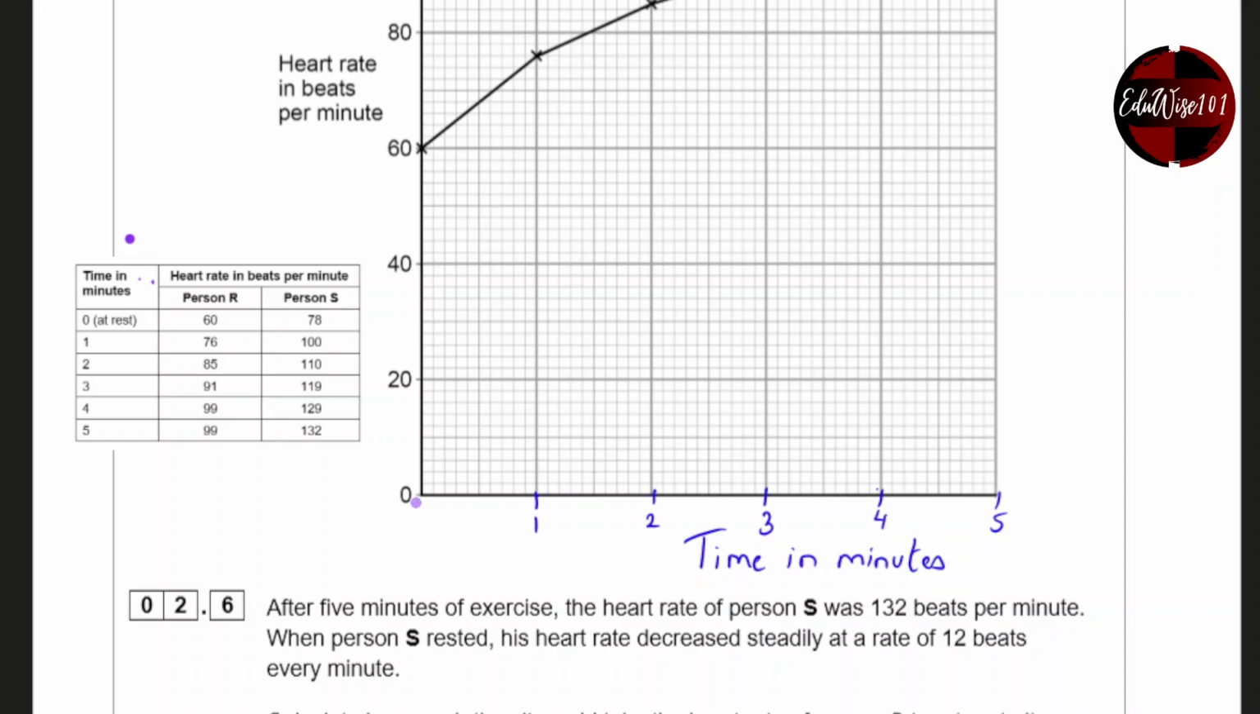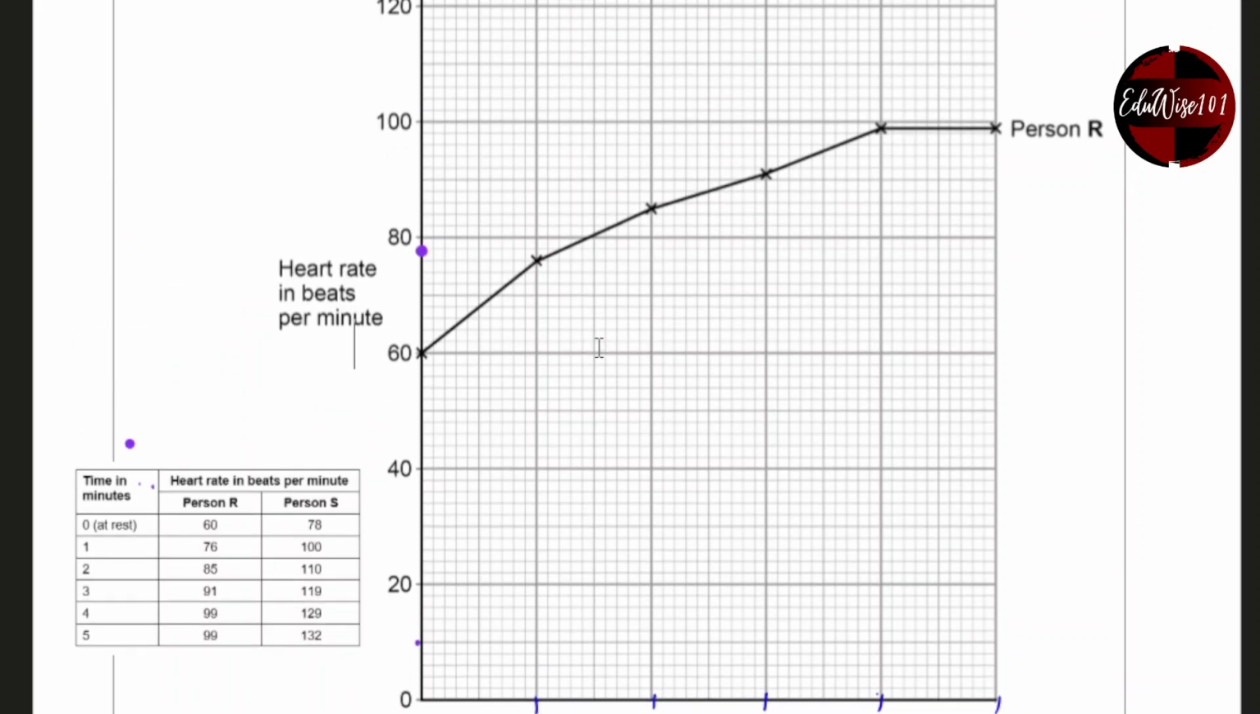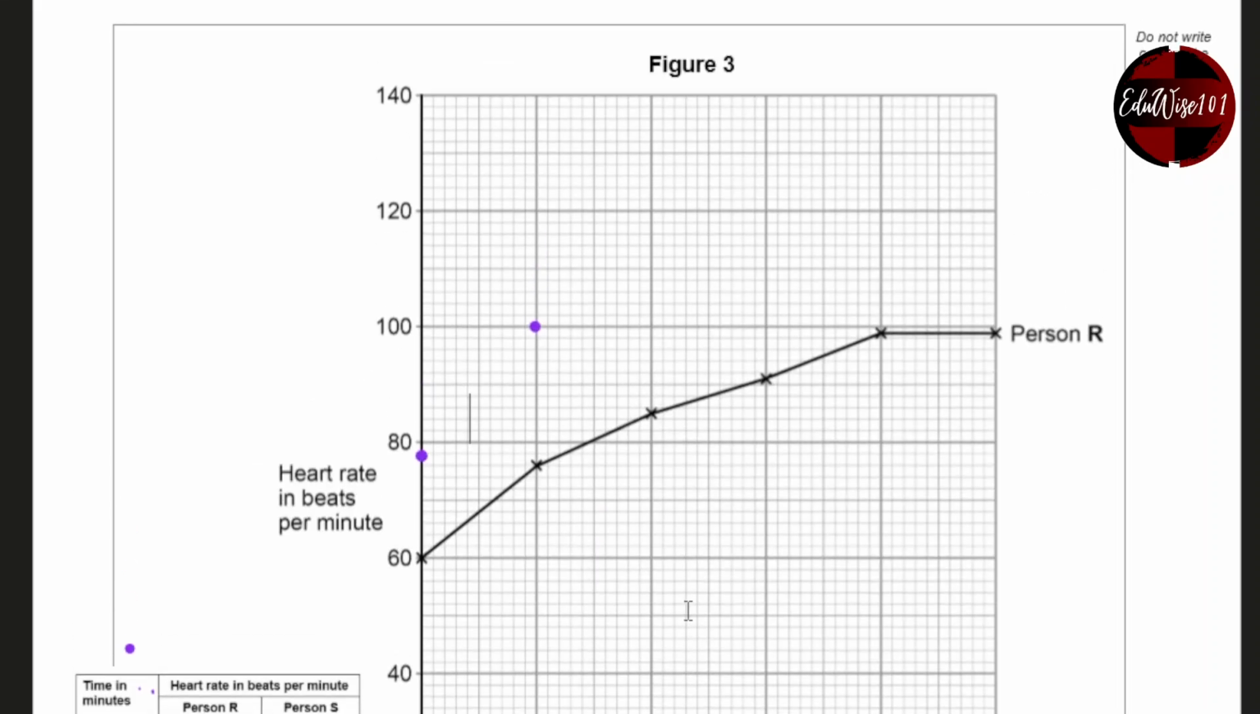So person S at 0 is 78. Now that's 10, so each box is 2. So that's 70. 78 is going to be there. And 100 for 1 minute. And then 110 for 2 minutes.